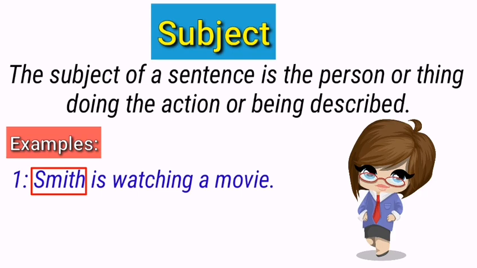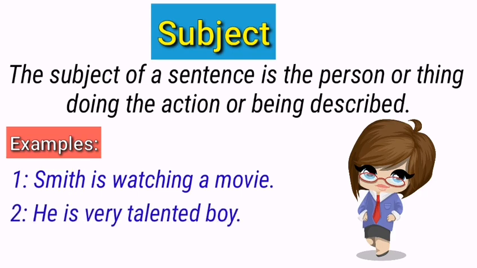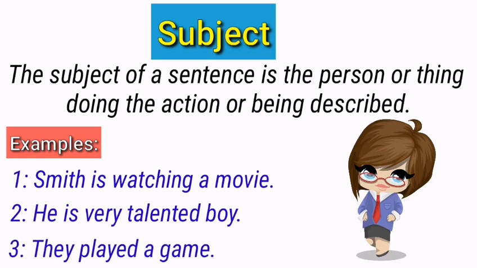The next example is: he is a very talented boy. Look again at this sentence. Here, the pronoun, he, is the subject. But the question is, how? You can see, here the subject does not do anything but is only described, or something is said about him. So, you can say, this is a pronoun but here, it functions as a subject, because the whole sentence is about him.